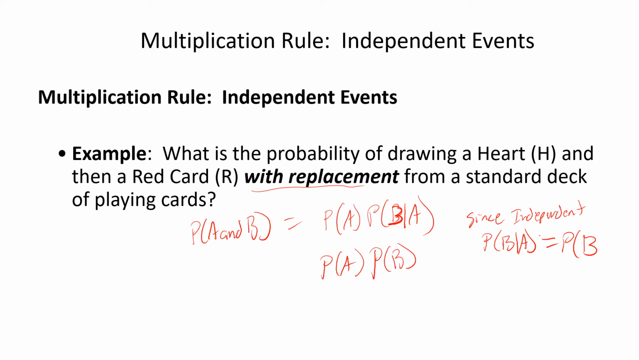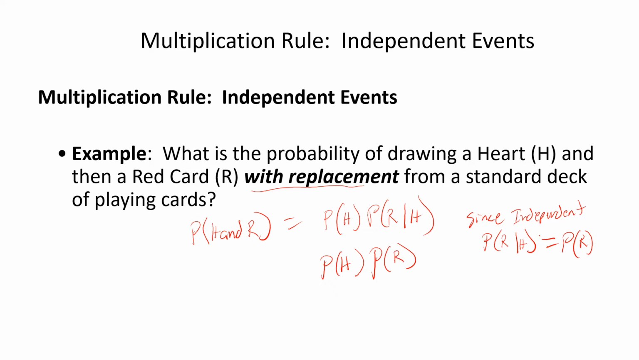And in this case, the probability of A, and we can change these. Let me just use the eraser a whole bunch. I've been using A's and B's when I should have been using heart and red. So the probability of heart and red is going to be the probability of a heart and then the probability of a red given we've drawn a heart. But since the probability of red given we've drawn a heart is just equal to the probability of red, we're going to do the probability of heart times the probability of red.